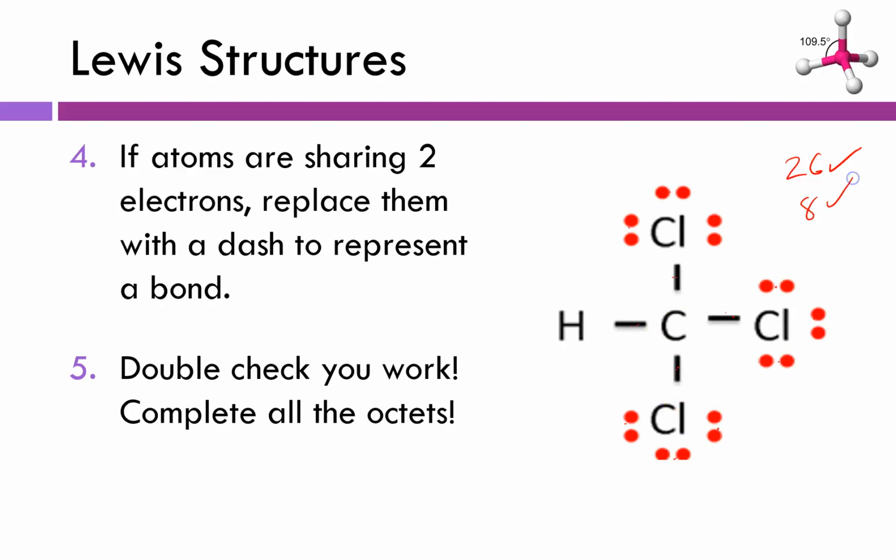So octets check out. Again, a lot of students choose not to double check their work, and they make careless mistakes. The structures are going to become more complicated and more challenging as you get going. So it is really in your best interest to calculate the number of valence electrons you have to work with initially, and then to go through and double check your work at the end.